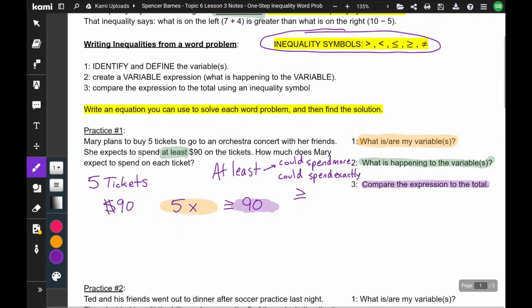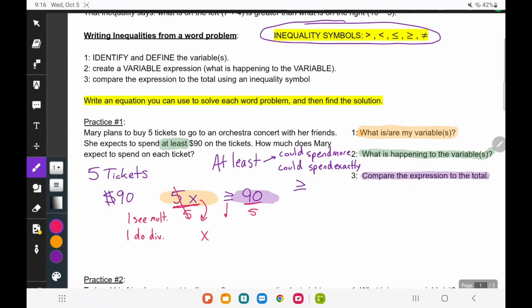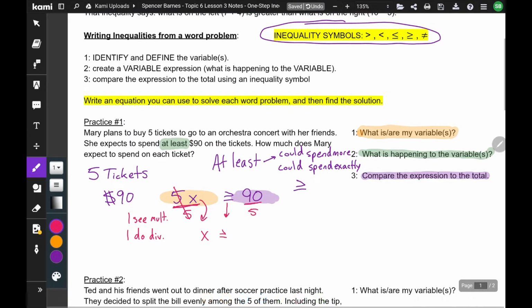Now from here, I know how to solve a one-step inequality because we've already finished that lesson. I can just solve this problem. If I've got 5 times x, I see multiplication, which means I do the opposite, which is division. So I'm going to divide this side by 5, and I have to keep it balanced. Whatever I do to the left, I do to the right. So I divide that by 5. 5 divided by 5 gives me 1. Those cancel out, and I can bring my x down. I did not multiply or divide by a negative, so my inequality stays the same, greater than or equal to. And 90 divided by 5.